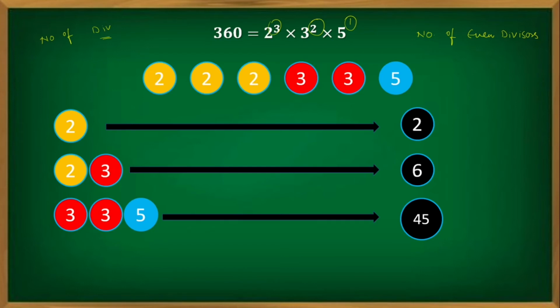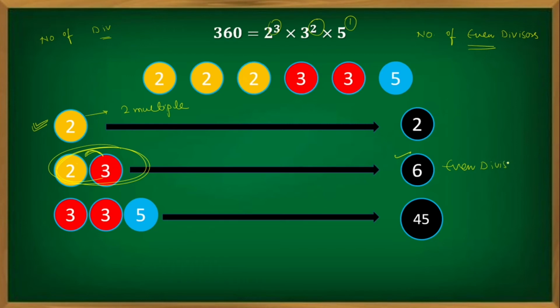Whenever you want an even divisor, 2 must be present in your combination. Because whenever you have 2 in your combination, it will become a multiple of 2, because in each combination we are multiplying. This is one combination; what we are doing to get the divisor is 2 into 3. So if 2 is present, automatically the divisor will become a multiple of 2. If it is a multiple of 2, automatically it will become an even divisor.